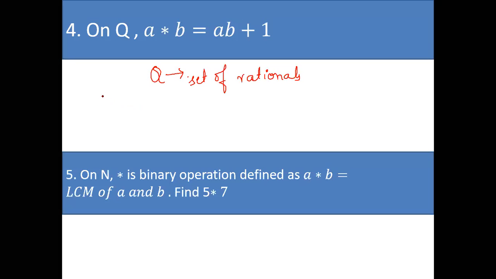Whether this particular operation is a binary operation, how is it defined? A star B is equal to AB plus 1. So what we need to check is, if you take any two rational numbers, check whether AB plus 1 is also a rational number. Whether this is true, whether this particular function is a binary operation or not.